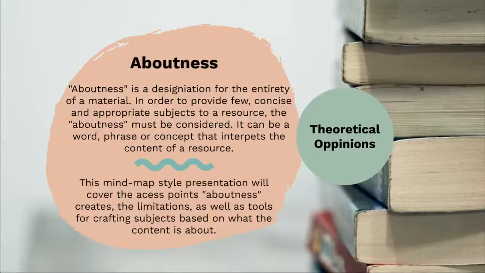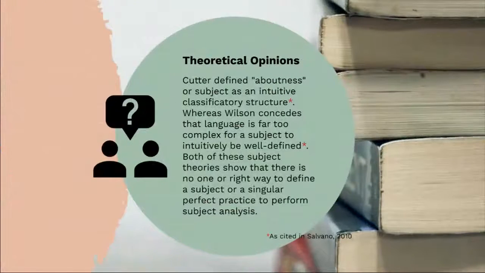Theoretical opinions. Cutter defined aboutness or subject as an intuitive classificatory structure, whereas Wilson concedes that language is far too complex for a subject to intuitively be well defined. Both of these subject theories show that there is no one right way to define a subject or a singular, perfect practice to perform subject analysis.